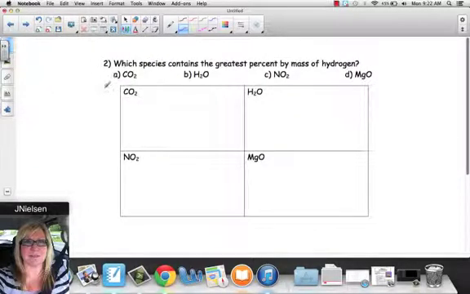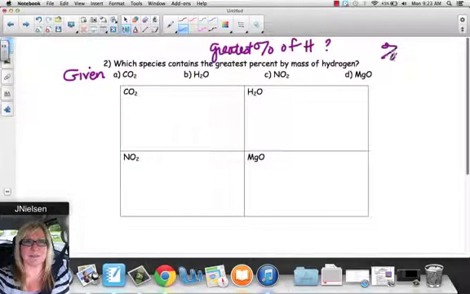Here's an unusual question. Well, not unusual, but it's time consuming. Which species contains the greatest percent by mass of hydrogen? So we are given 4 different compounds. They want the greatest percent of H. We don't know what that is. Our formula is what we've just been talking about. Percent comp equals part over whole times 100. And we have to solve for each of these.